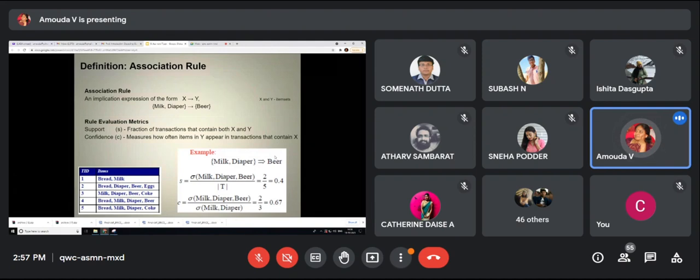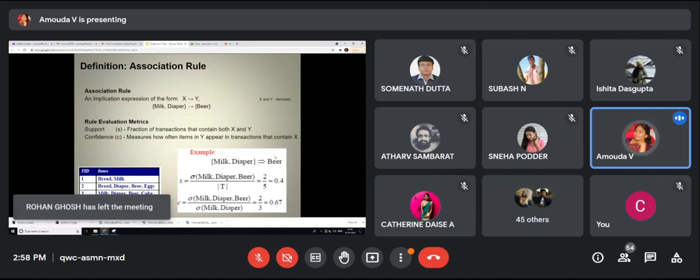Okay, 5 more minutes are there. Suppose we take milk and diaper. I'm taking it differently here. You can see the form of rule: the 2 item set milk and diaper is associated with beer. Then X and Y we call item sets. Here milk and diaper is a 2 item set, whereas beer is only 1 item set. So the 2 item set is associated with 1, and we are going to evaluate how.